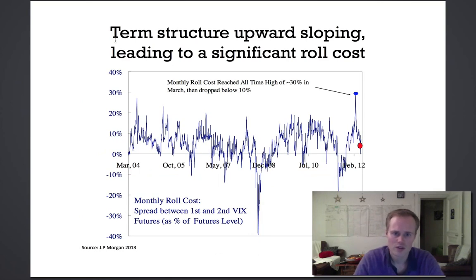So term structure is upward sloping, leading to a significant roll cost. This is what I discussed before, and you can see that the monthly roll can be sometimes up to 30%, which was the case in February 2012. In March, it then dropped below 10%. So the roll cost is very volatile, but it still remains positive. So if you're long, you will get burned. If you're short, you take big advantage of the roll cost. So that's very, very interesting to know.